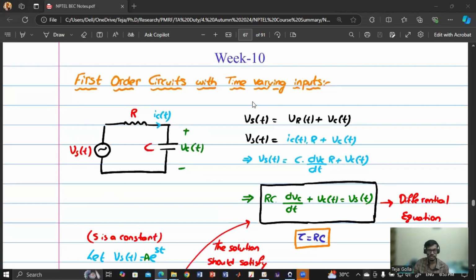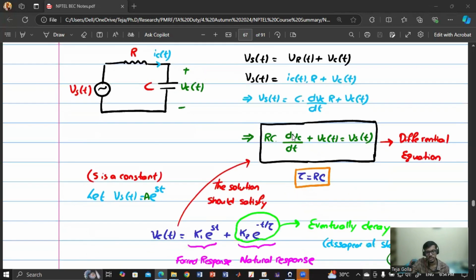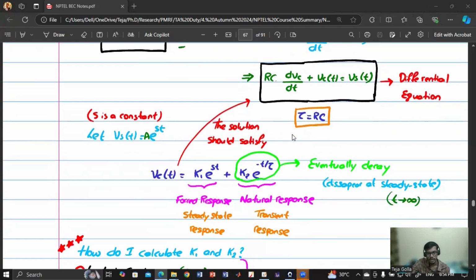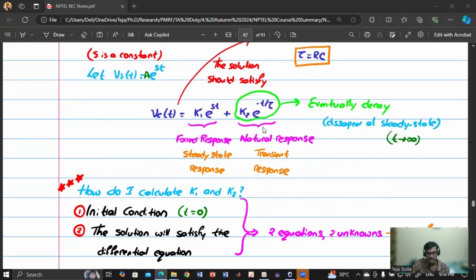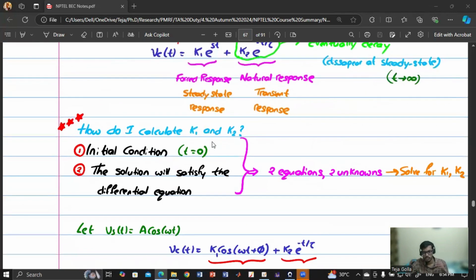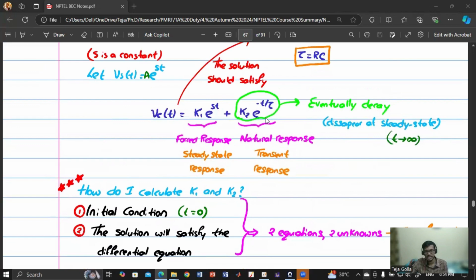In week 10, we have discussed first order circuits with time varying input. In week 9, it is first order circuit with constant input. In this circuit, we have realized that it has two terms. One is the natural response, one is the forced response. The natural response is nothing but e to the power minus t by tau. Once you know tau, you can write it as some constant into e to the power minus t by tau. And the forced response will be a scaled version of the forcing input.